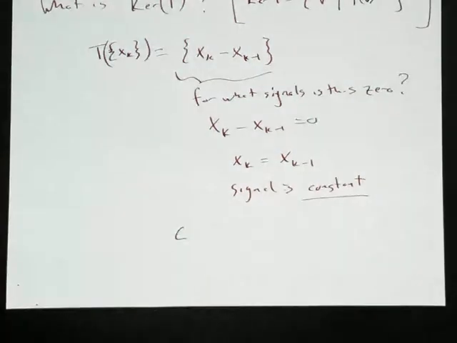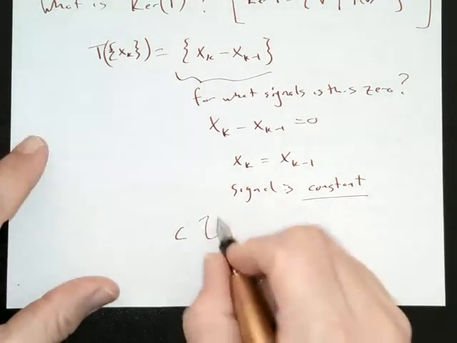What was the letter we gave our constant signals? I have my table here. The constant signals were a chi for constant.